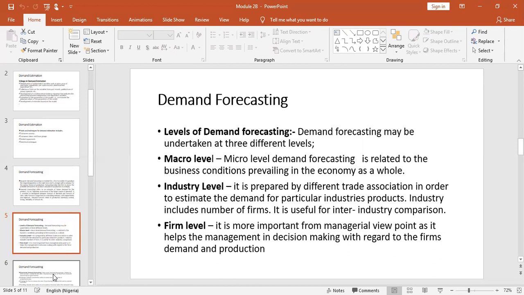And then firm level, it is more important from a managerial viewpoint, as it helps the management in decision making with regards to the firm's demand and production. This firm level, which means at the level of the company, it will do this forecasting for its own purposes, taking into consideration its own internal advantages and disadvantages and other things. So this one is more important in terms of managerial decision, because you are looking at yourself and planning for your future.